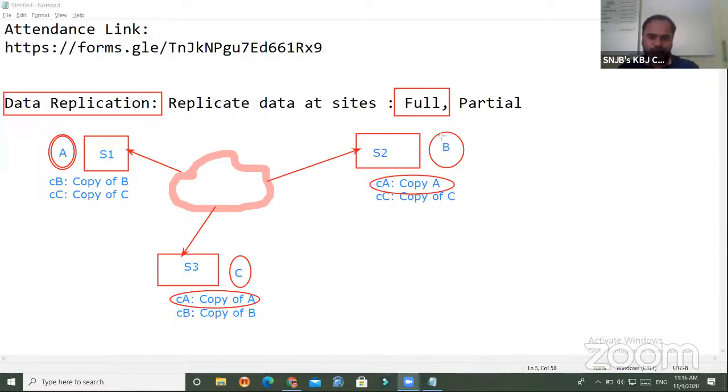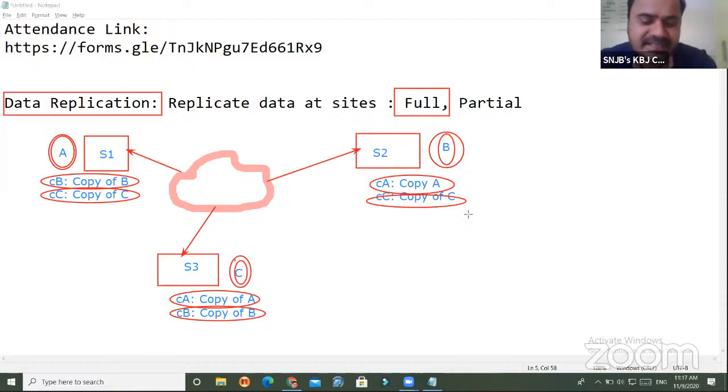Similarly, for B, the original copy is available here, but its copy is available at every site, that is S1 as well as S3. Similarly, C is originally available here, and its copy is available at both sites, that is S1 as well as S3. This means every database is available at every site. This is known as full replication.